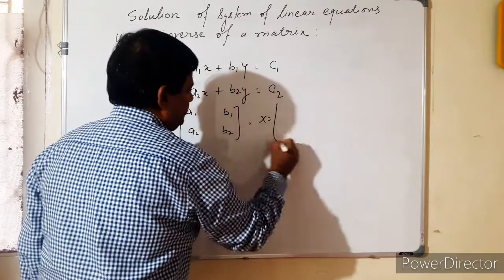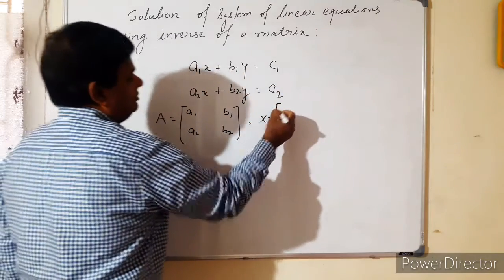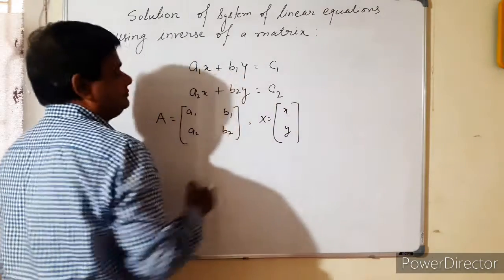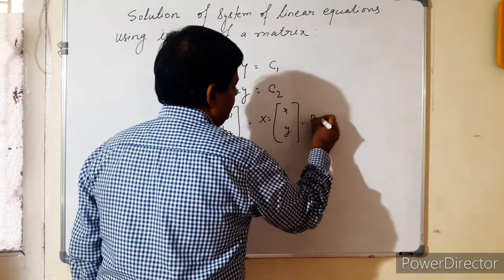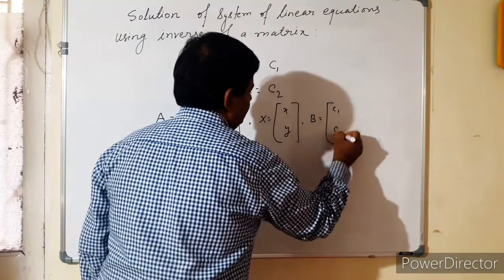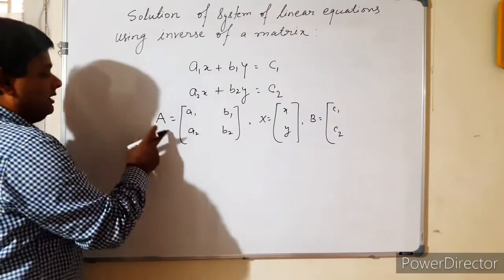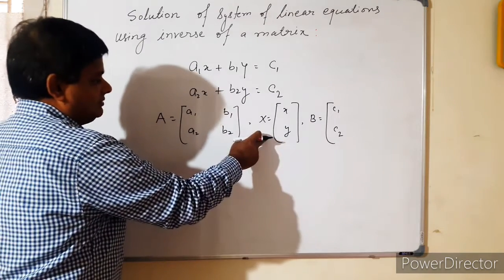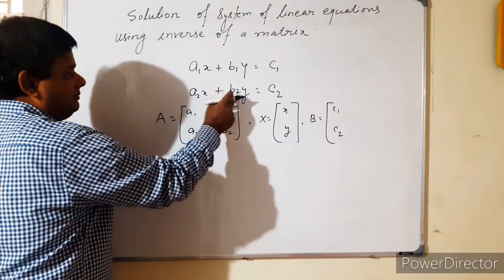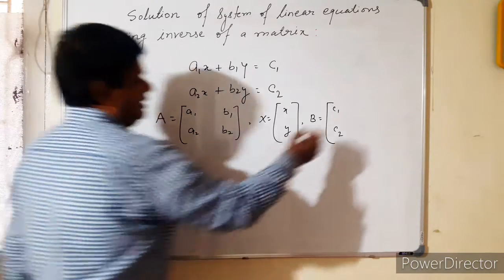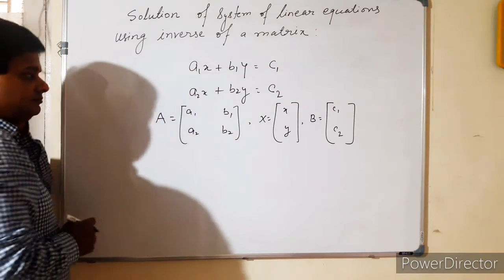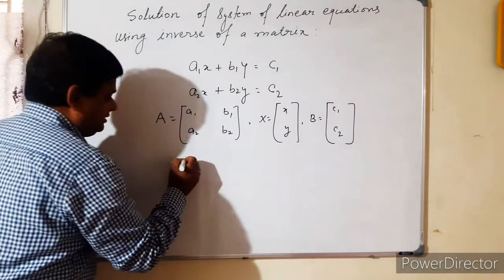X is here, there are two variables, capital X equal to x and y, and B is equal to c1 and c2. When you multiply A and X, you will get a1x plus b1y, a2x plus b2y, and here it is c1 and c2. This one.